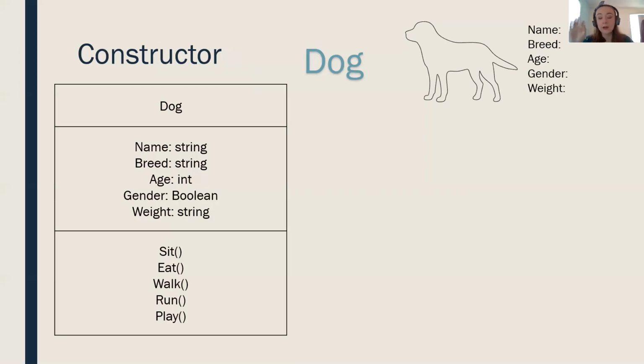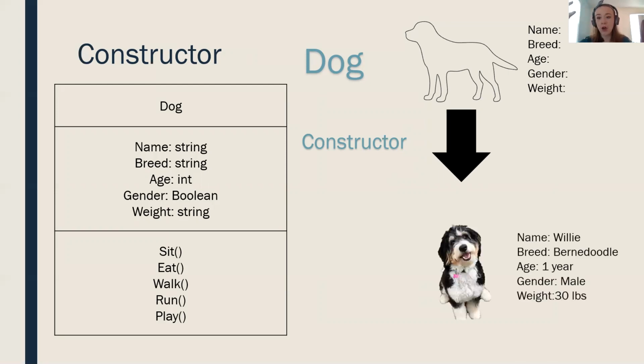Remember, it's our blueprint. It's our basic dog function. Once I create the class, it has these blank attributes: name, breed, age, gender, and weight. Once I input my constructor, so once I construct my dog, that's what a constructor does. It creates your object. It constructs your object. That is when I input all of that information. So once my constructor is called, that is when my dog class becomes Willie the Bernedoodle in this case.